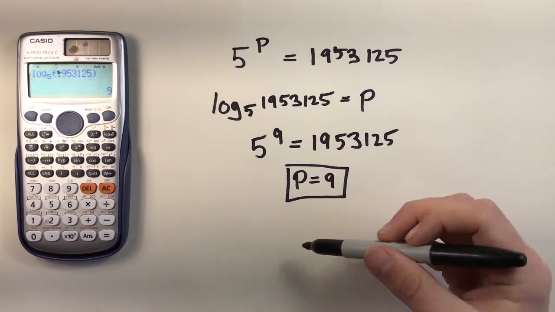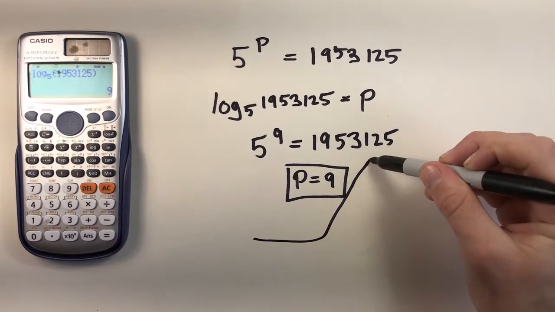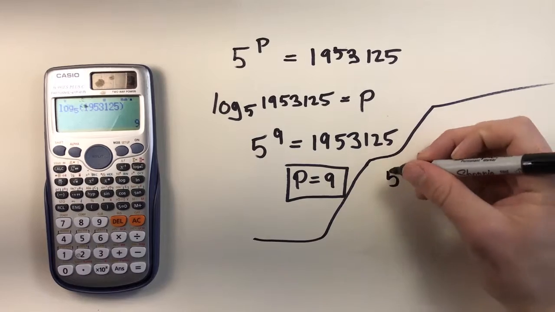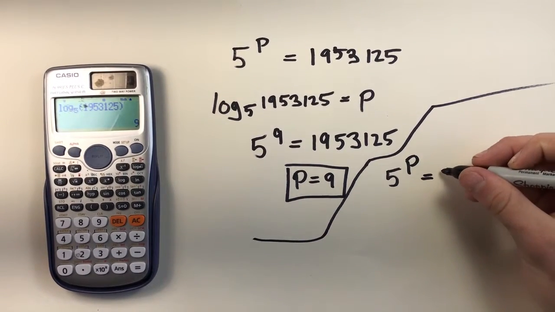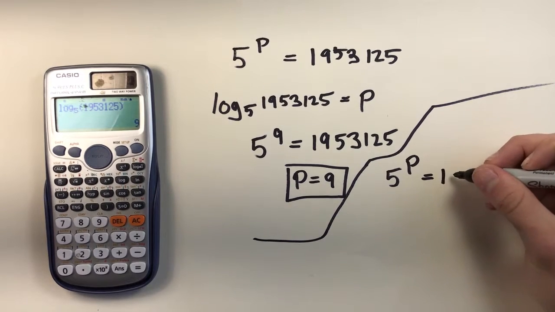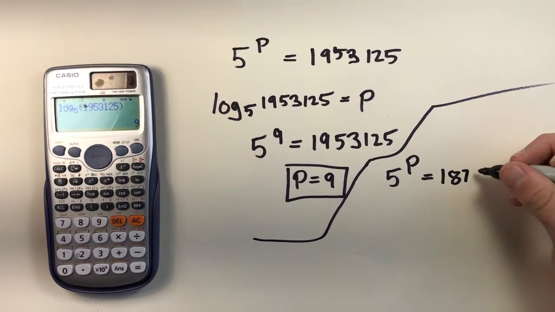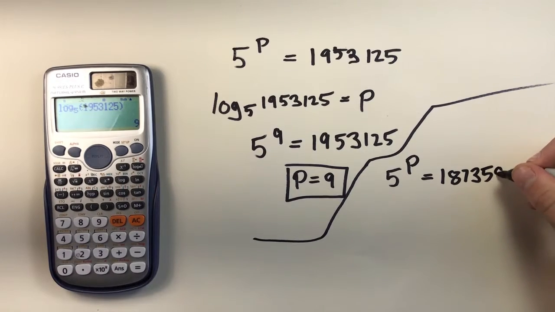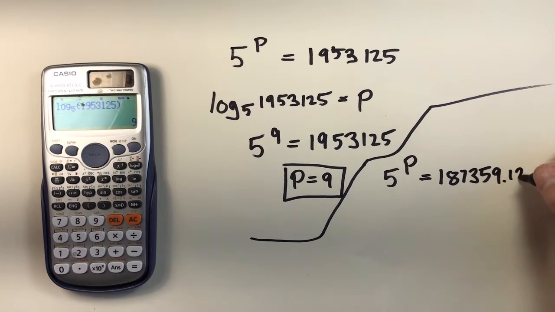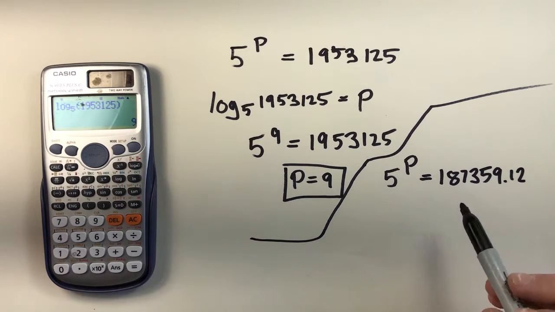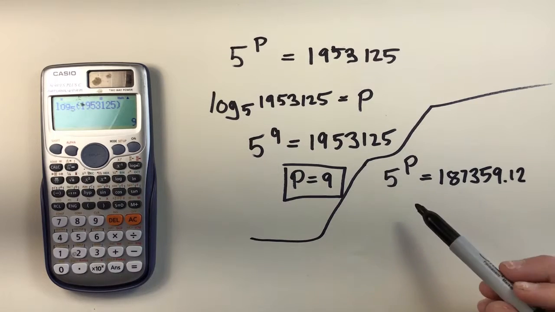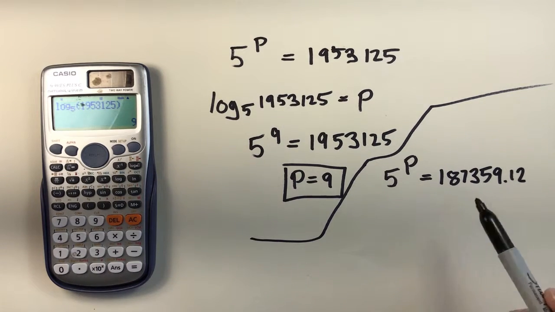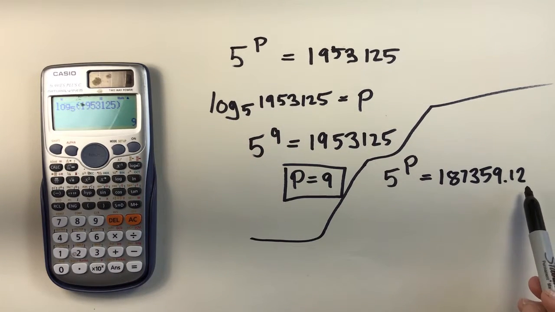Let's do log base 5 again. We'll do 5 raised to what power gives us 187,359.12. Okay. You can see that the power will not be a whole number. You cannot multiply 5 by itself that many times to get that. Mainly because you can see a decimal.